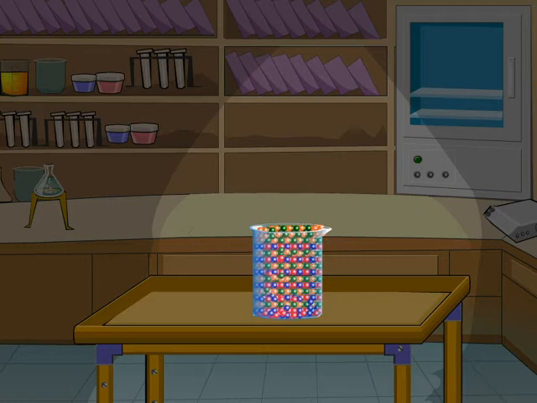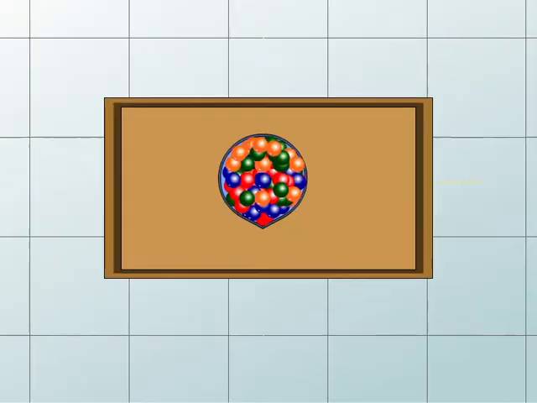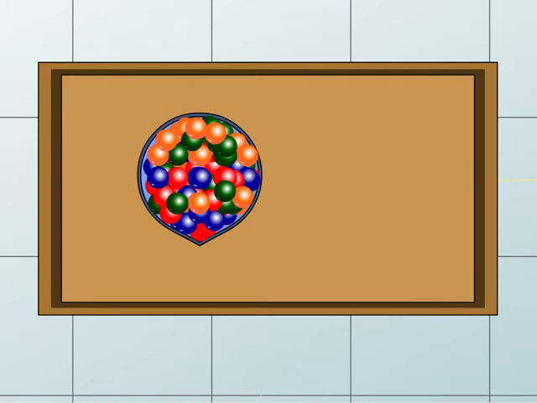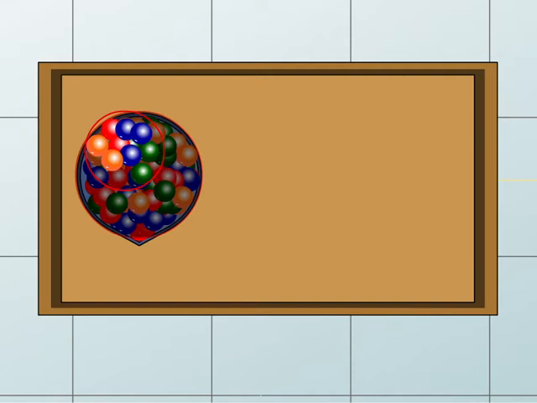First, let's understand what estimation is. Look at this jar. Guess how many marbles are there in the jar? Yes, there are 10. These 10 marbles can help us to estimate the total number of marbles in the jar. Now guess how many piles of 10 marbles are there at the top of the jar?